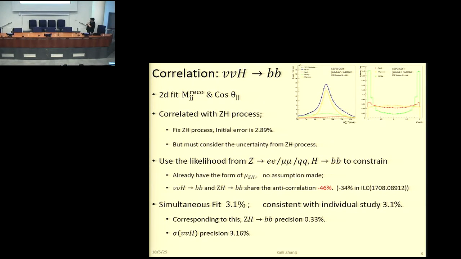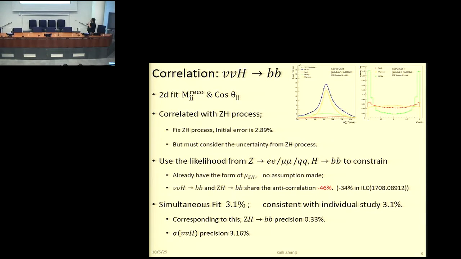And here is another example for the WW fusion channel. In this channel, we use a 2-dimensional fit. We use the reconstruction of the 2 jets, the mass, and the cosine theta of the dijet. And we can see in these 2 plots, the red line is the signal. But the most dominant process is the ZH process. And if we fix the ZH process, the initial WW fusion error is about 2.9%. But this is not reliable since we must consider the uncertainty from the ZH process.